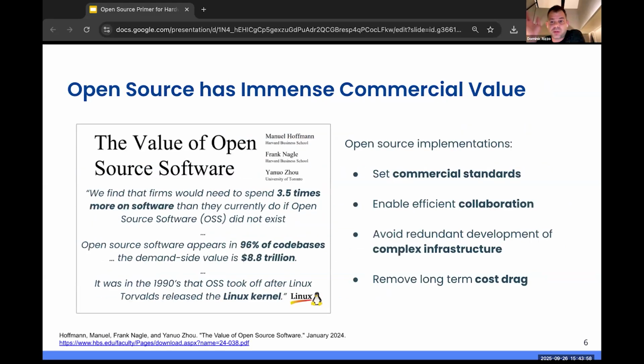So not to overly belabor the point, but open source implementations do a very good job of setting standards, enabling efficient collaboration around the standardization of commodity technology to reduce costs in the long term. So very highly recommended work, really does a lot to show the commercial utility and value of all the various open source ecosystems that are out there.